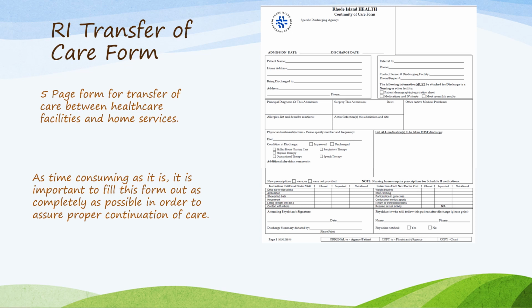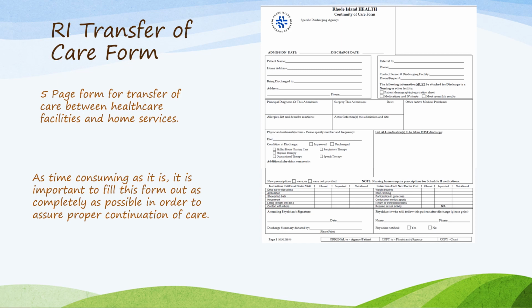The diagnosis, surgery, allergies, active infections, what the treatment orders are. Are they going to skilled home nursing care, physical therapy, occupational therapy? Are there new prescriptions? All the medications to be taken after they discharge. And then they decide what the patient is or is not allowed to do. Can they go to a gym class? Can they resume sexual activity? And then the physician needs to sign that. Okay, so the whole plan of care needs to be outlined on this form.